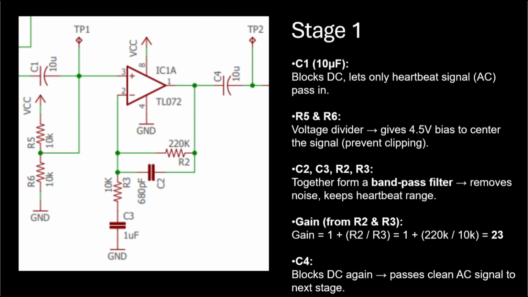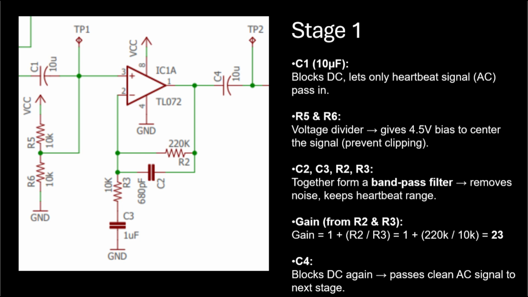The first stage of this system is a preamplifier, designed to amplify the very weak heartbeat signals detected by the microphone to a level suitable for further processing. The operational amplifier is the IC TL072, a dual low noise JFET input op amp. It is configured as a non-inverting amplifier with fixed gain, providing high input impedance and low noise, ideal for weak biomedical signals like heart sounds.